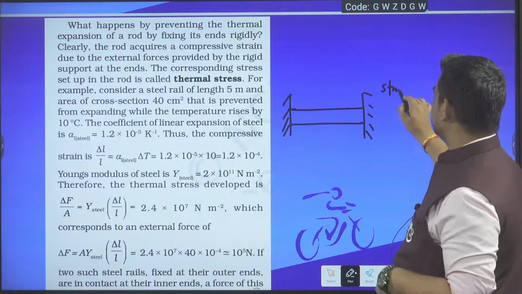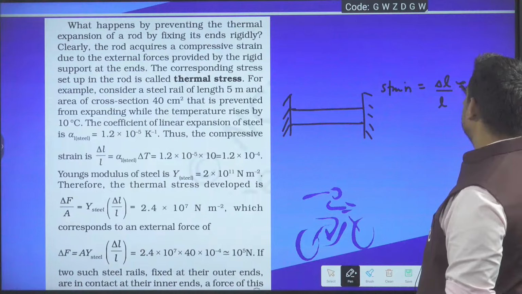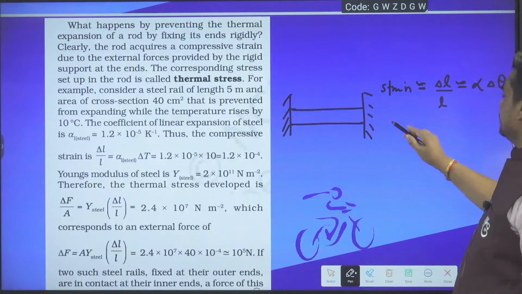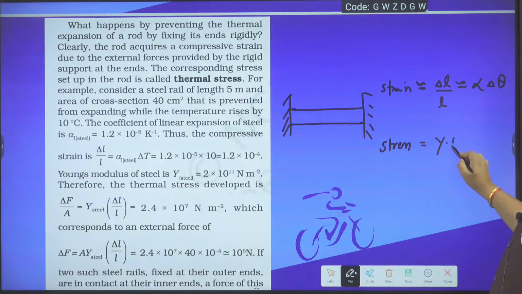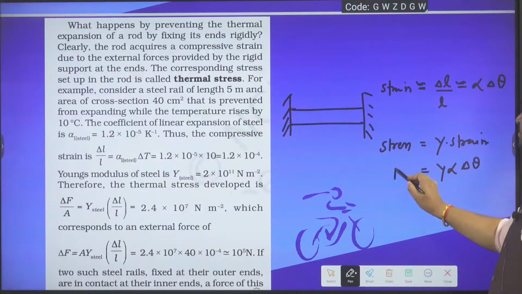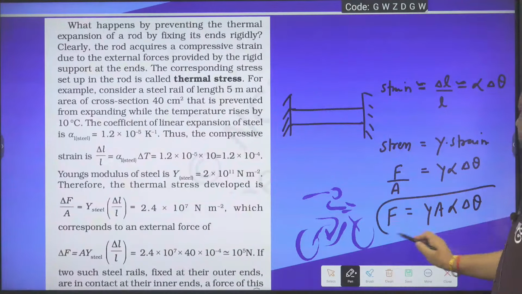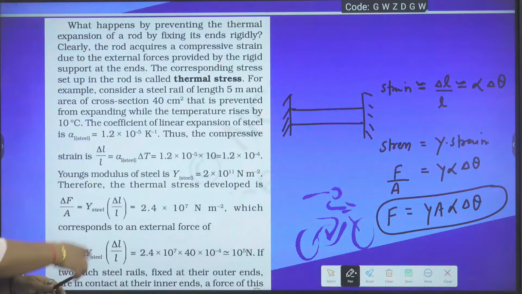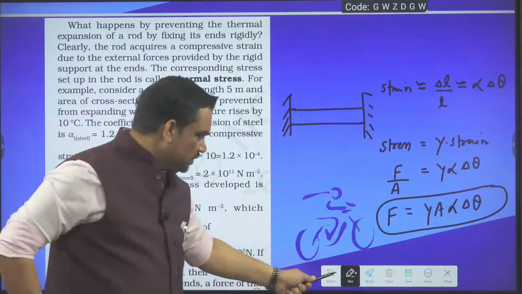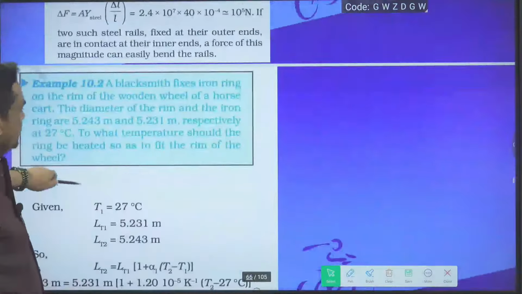First of all, we need to find the strain. Strain is basically delta L by L, which will be equal to alpha delta theta. And then, once we have the strain, stress is always equal to Y into strain. So this becomes Y alpha delta theta, but stress is force by area, so force becomes Y A alpha delta theta. This is the formula I have derived. All the values will be given to you, just put the values in. So you have to remember that this compressive force is given by Y A alpha delta theta.